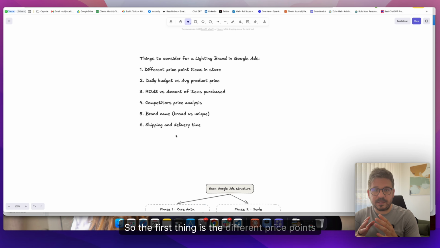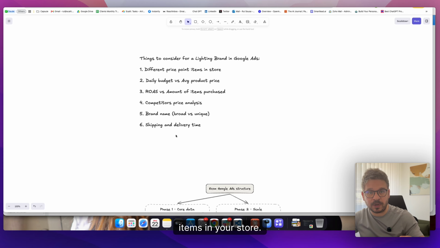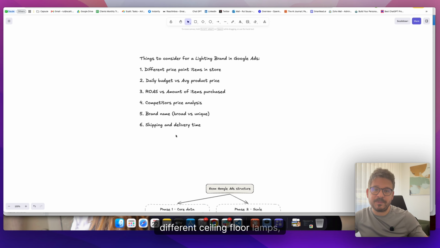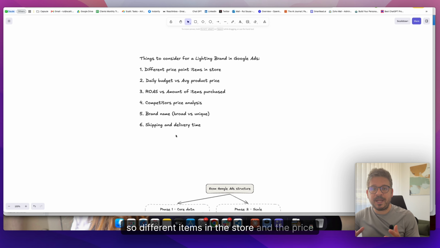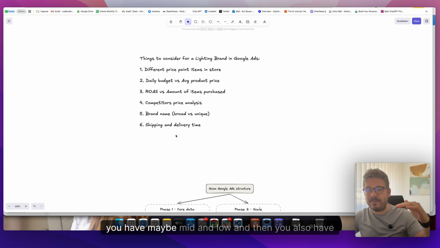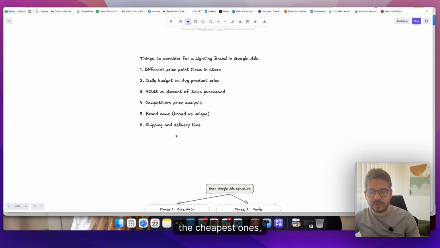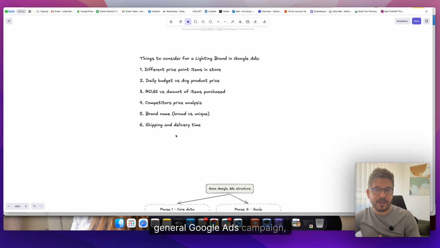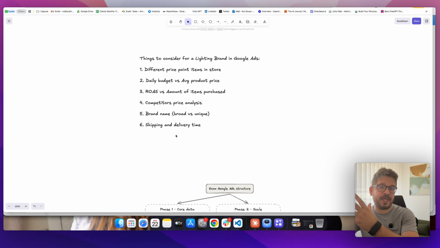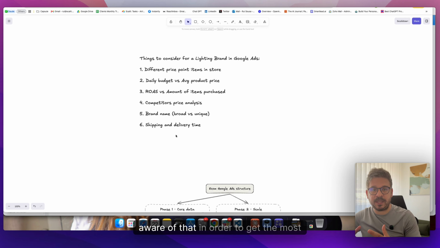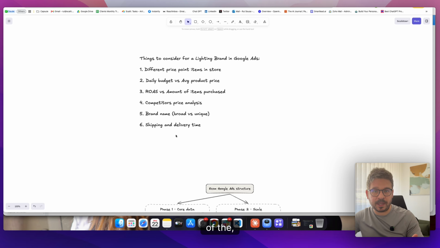So the first thing is the different price points of items in your store. Of course, as you know, you probably have different lampshades, different ceiling lamps, floor lamps, so different items in the store, and the price varies, right? So you have expensive products, maybe mid and low, and then you also have the cheapest ones, right? That is important because if you do just a general Google Ads campaign, Google may be pushing for expensive products, maybe pushing for the low ones, and you need to be aware of that in order to get the most out of the ads, right?